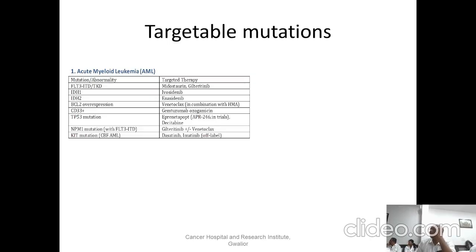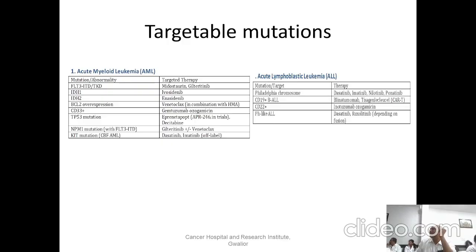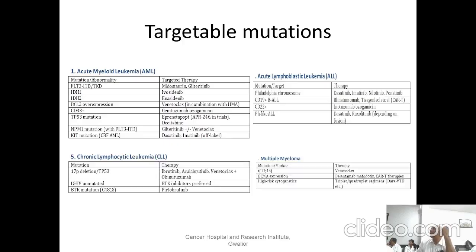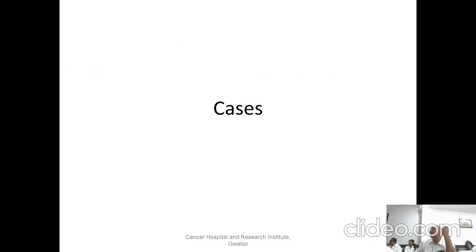Now, these are the targetable mutations which are available. Drugs are available. You can see midostaurin against FLT3, ivosidenib, enasidenib, venetoclax and all those. These are available. Some of the drugs against TP53 are under clinical trial. In ALL also, blinatumomab and all, basically these are based on the surface markers, but they are also available and work. In Ph-like ALL, if you know it's a bad risk, you can use a tyrosine kinase inhibitor in some cases. For CLL and multiple myeloma, similarly.